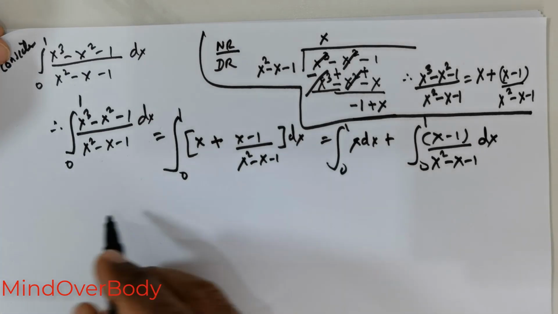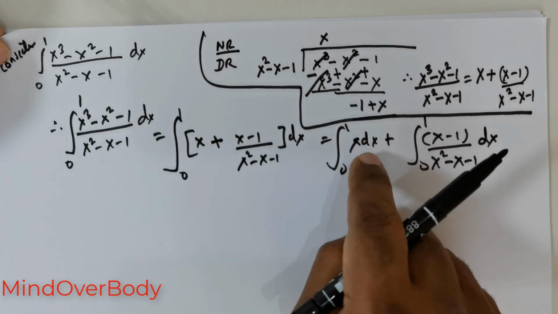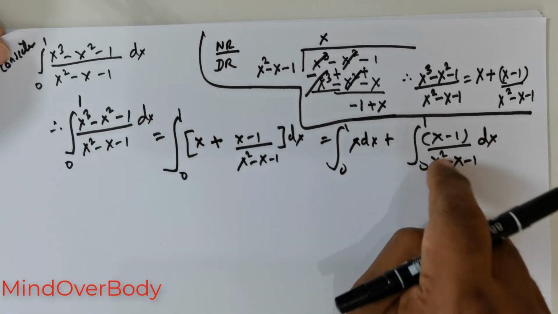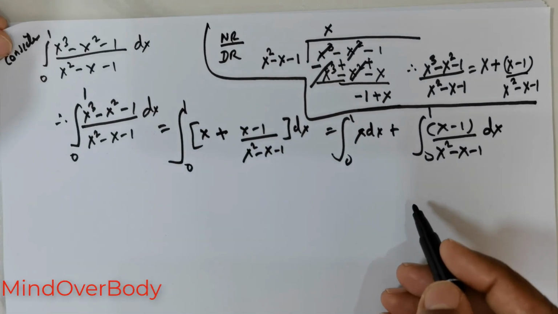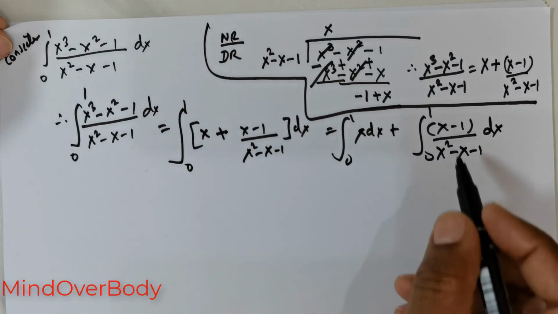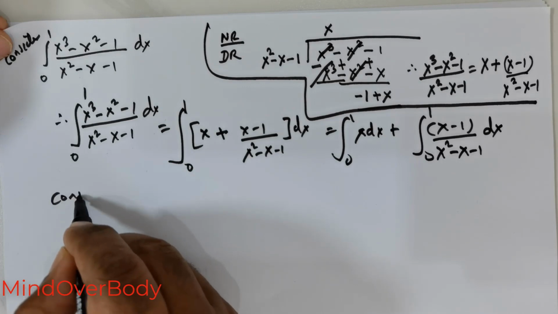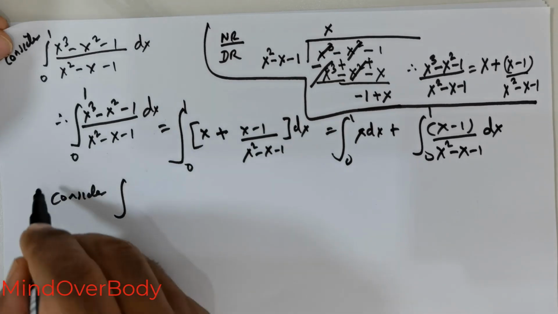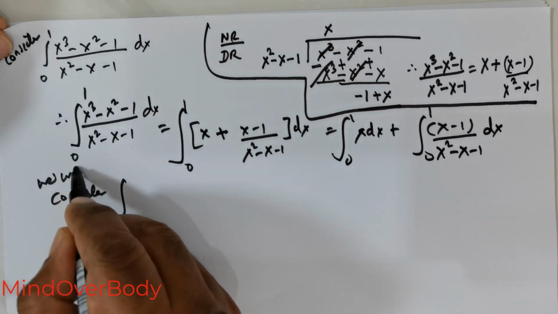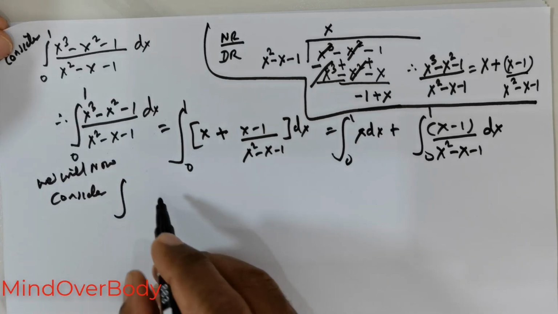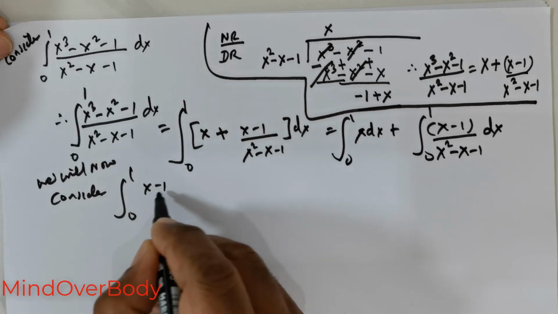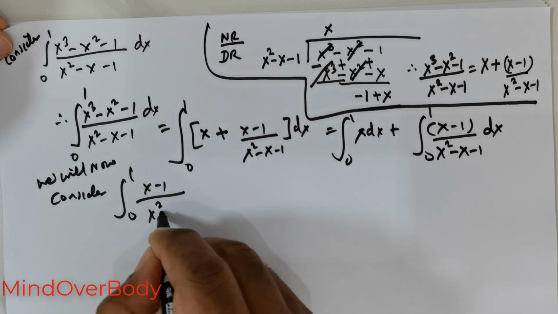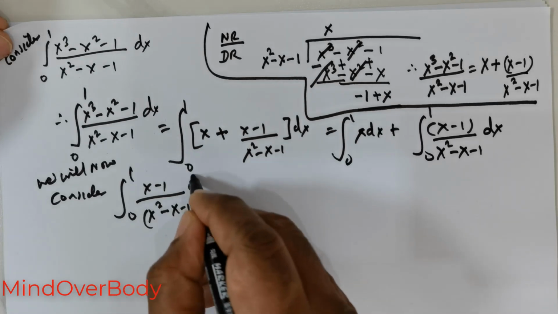This is simple to integrate, but I'm not much bothered about integrating this. This is a cakewalk. But let us consider this. So what I wish to do is, let me start by writing this. We will now consider the integral from 0 to 1 of (x − 1)/(x^2 − x − 1) dx.